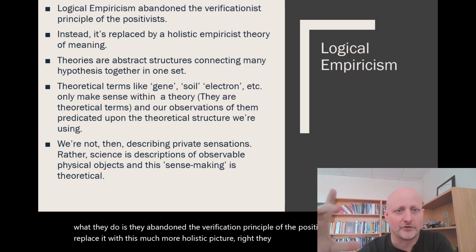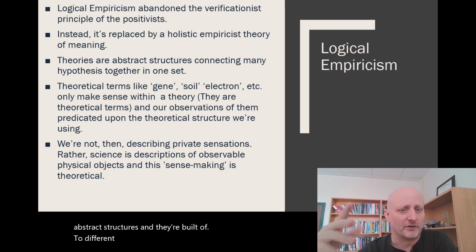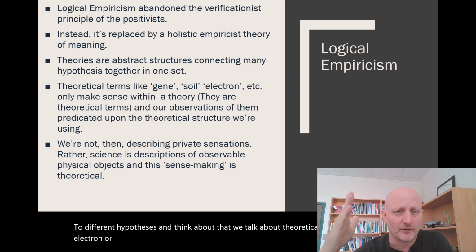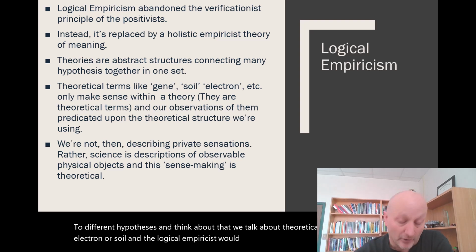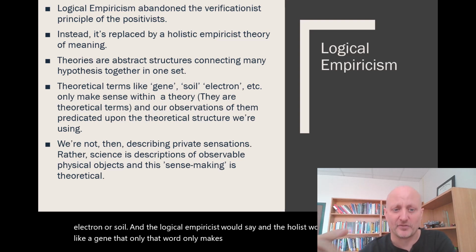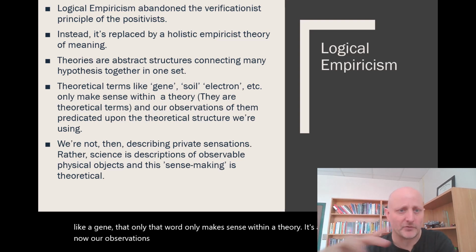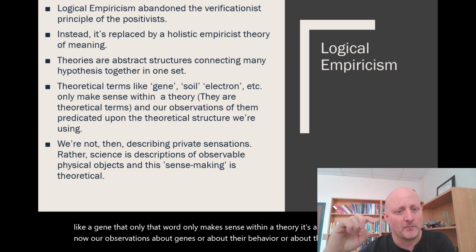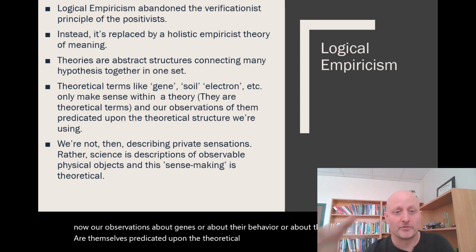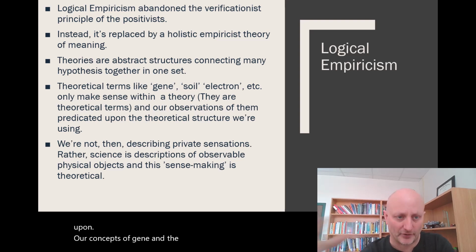They say theories themselves are these abstract structures, and they're built of a bunch of different hypotheses. And think about that. We talk about theoretical terms like gene or electron or soil, and the logical empiricist would say, and the holist would say, those things like a gene, that word only makes sense within a theory. It's a theoretical term. And now our observations about genes or about their behavior or about things that impact them are themselves predicated upon the theoretical structure that we're using. They're predicated upon our concepts of gene and the concepts surrounding that within our theoretical framework.